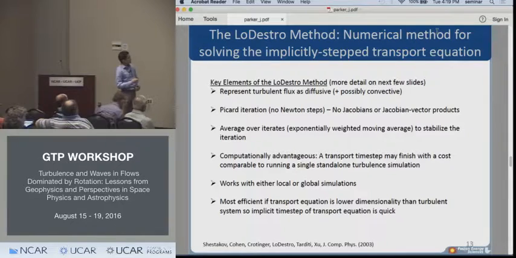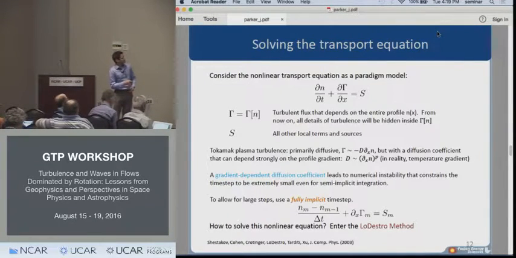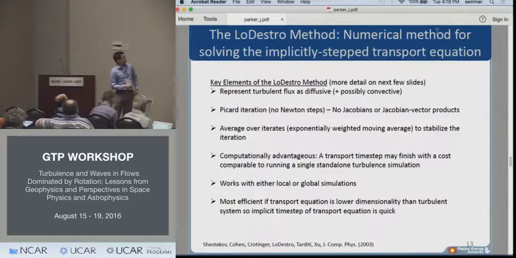This is a computationally advantageous scheme, at least in principle, where you can take a transport time step of this equation with a total cost that is comparable to, or maybe just a few times, what it would normally take to run a single standalone turbulent simulation to statistically steady state. This method works with either local or global simulations, and it is most efficient if your mean variables are of lower dimensionality, so that the implicit time step can be quickly done.